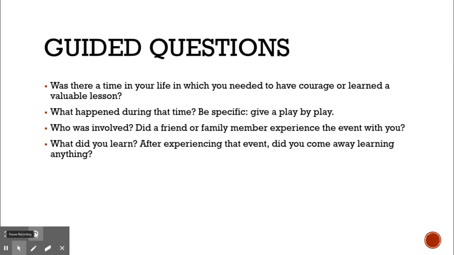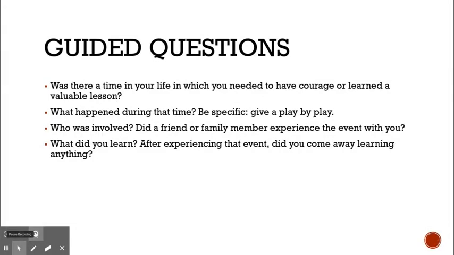And what did you learn? After experiencing the event, did you come away learning anything or growing from the experience? And as you try to brainstorm what you want to write about, jot down any ideas. If you have a question about what to write about, email me.